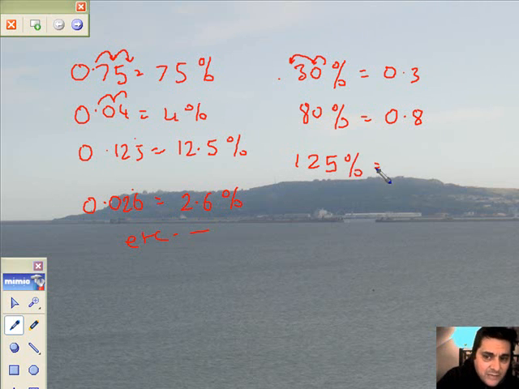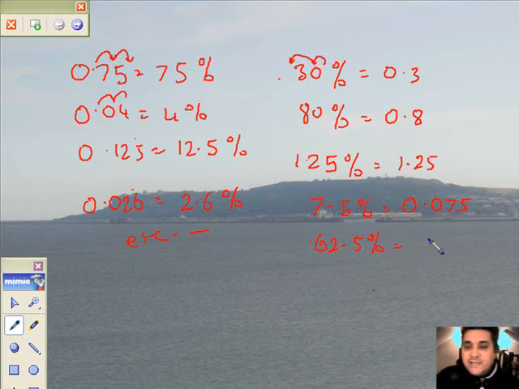125%, go back twice, that will give us 1.25, one whole, 100%, and 0.25, that's the 25% bit. 7.5%, go back twice, 0.075. Grab another one, 62.5%, go back twice, you're dividing by 10, dividing by 10 again, so dividing by 100, 0.625, and that'll do for question 3.